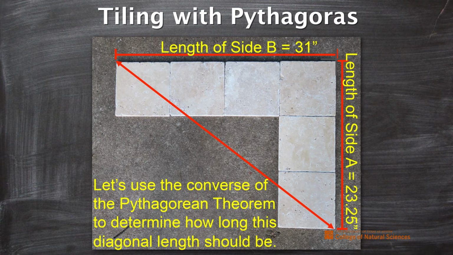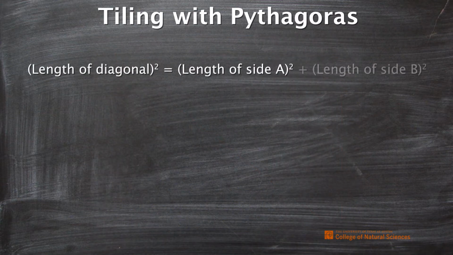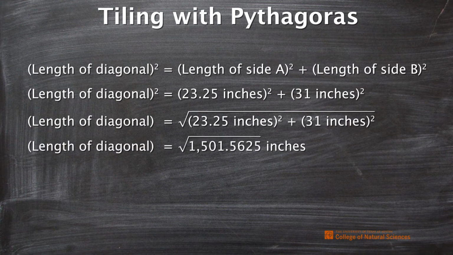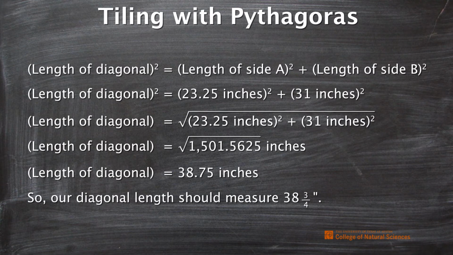So applying the converse of the Pythagorean theorem, we square the length of side A, we add that to the square of the length of side B, and that should equal the square of the length of the diagonal as we had drawn. So now we solve this for the length of the diagonal, and we find that it should be 38 3/4 inches.